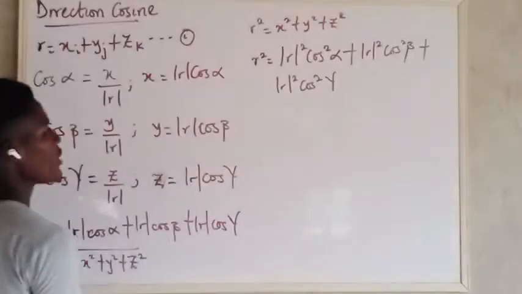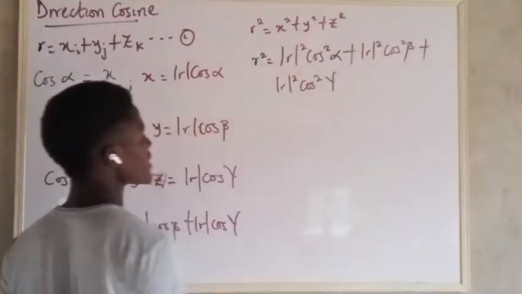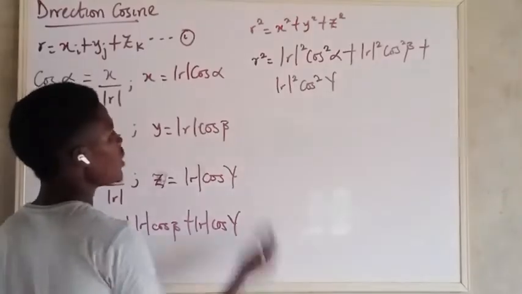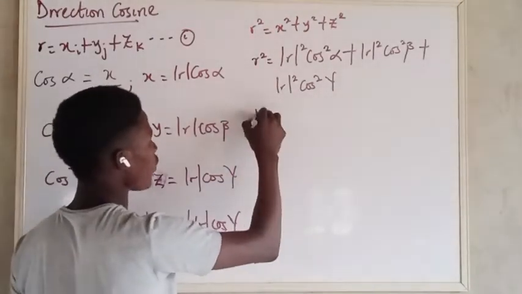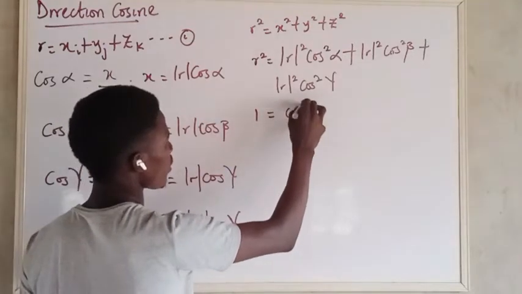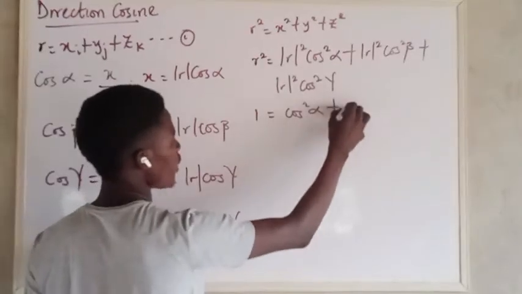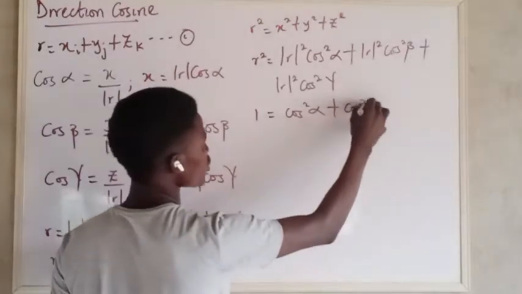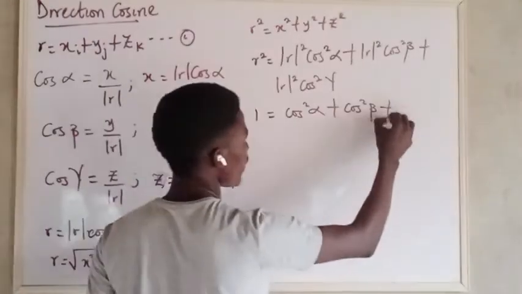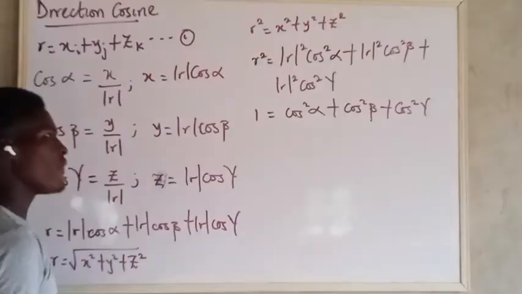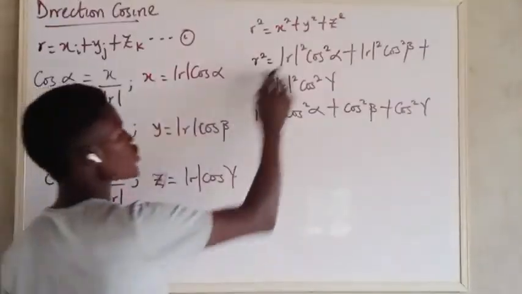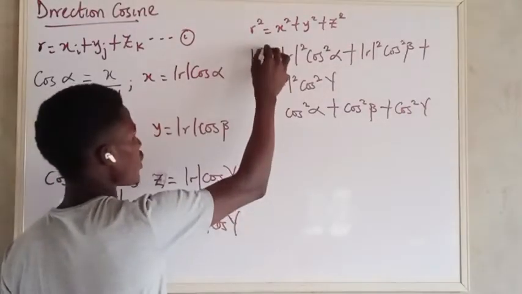Now we can do something. We can denote these with certain things. If we divide through by magnitude of r squared, we are going to have 1 equals cos square alpha plus cos square beta plus cos square gamma.